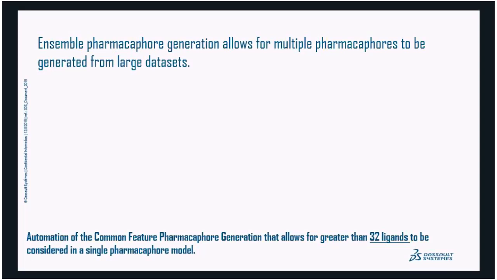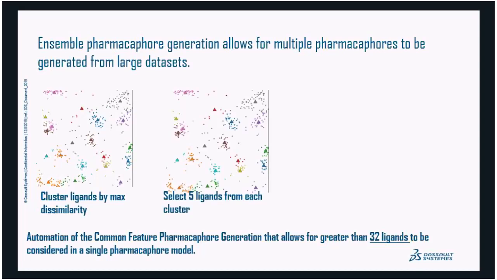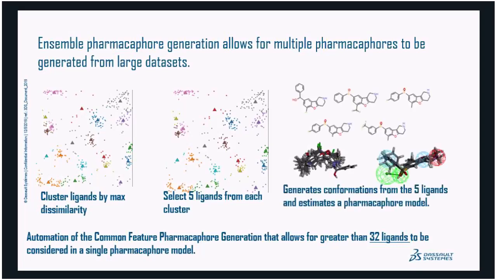Now with ensemble pharmacophore generation, that's no longer an issue. You can take a data set of a few hundred ligands, and the ensemble pharmacophore will cluster those ligands by molecular dissimilarity, and then automatically select 5 ligands from each of the identified clusters. Those 5 ligands are your cluster center and 4 neighbors. It will do a conformational search on each one of these 5 ligands, estimate a pharmacophore model from the conformations of those 5 ligands, and then repeat that for any additional clusters that you found. So what you get is an ensemble of pharmacophores.